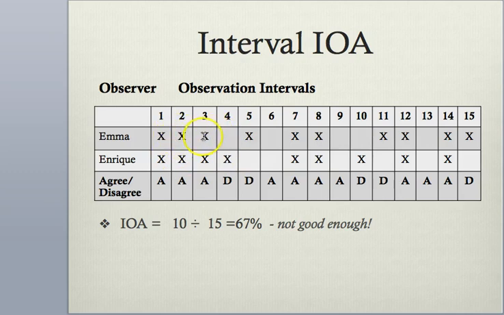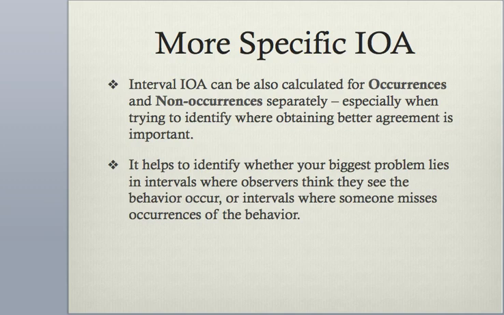Is it something that Emma is ignoring, or is it something that Enrique is counting, or vice versa? And so here we have a series of intervals. We have data from 2 observers watching the same behaviors during those 15 intervals, and they only agree 67% of the time. That's not good enough. They do need to go back.